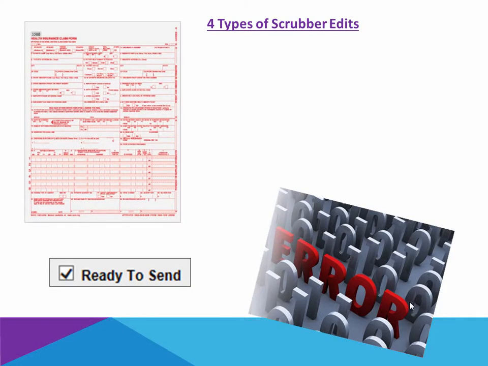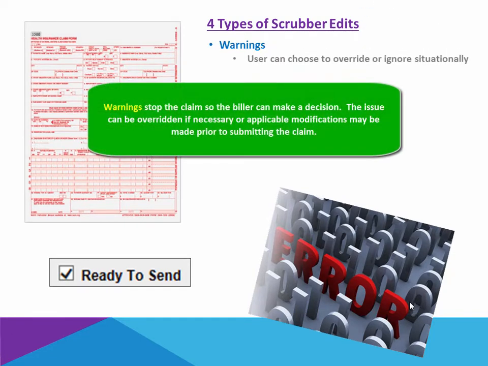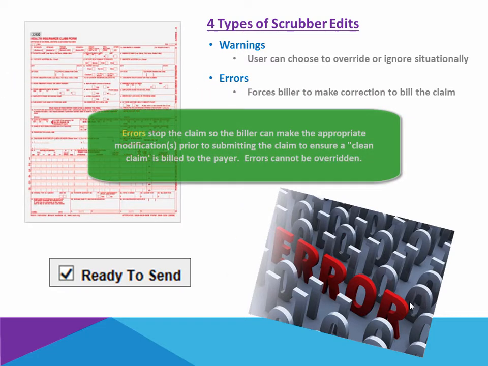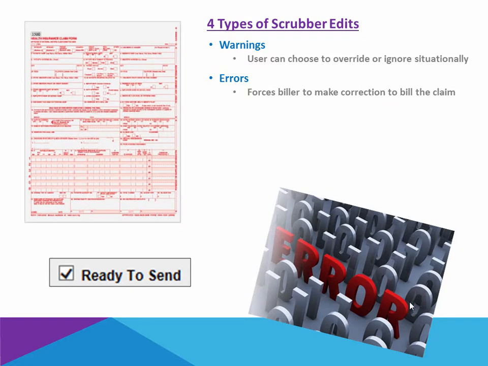Now, there are 4 types of scrubber checks that we're going to discuss in this video. There are warnings. Warnings will inform the biller when something may be incorrect. This may be useful when validation is situational, but it requires human judgment. So warnings may be overridden if necessary. The second type of scrubber check is an error, and this will actually force the biller to make a correction before the claim can be submitted. If the correction that the error is validating is not made, the claim cannot be updated to a ready-to-send status, and therefore you cannot transmit it to a payer.